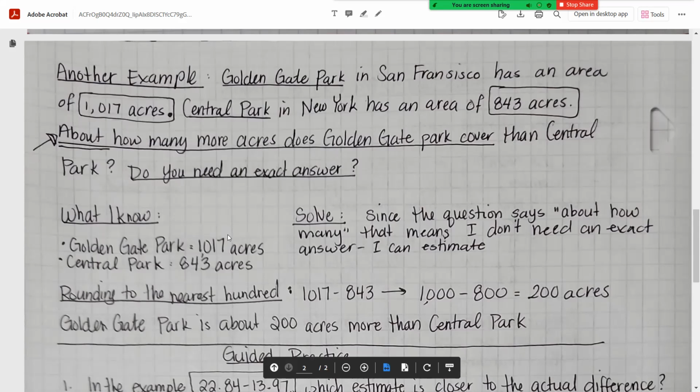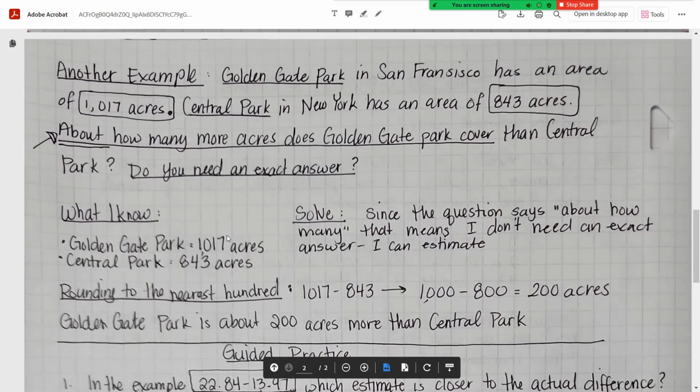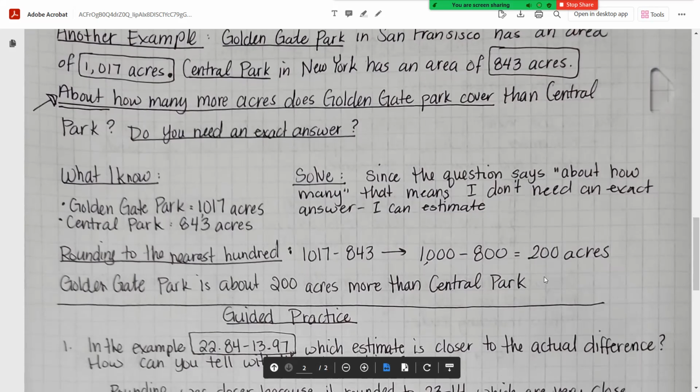So I know the area of the Golden Gate Park. I know the area of Central Park. So the question, since it says about how many, I don't need an exact answer. So I'm going to use rounding, and I'm going to round to the nearest 100. 1,017 is going to round down to 1,000. 843 is going to round down to 800. 1,000 minus 800 leaves me with 200. So Golden Gate Park is about 200 acres bigger than Central Park.